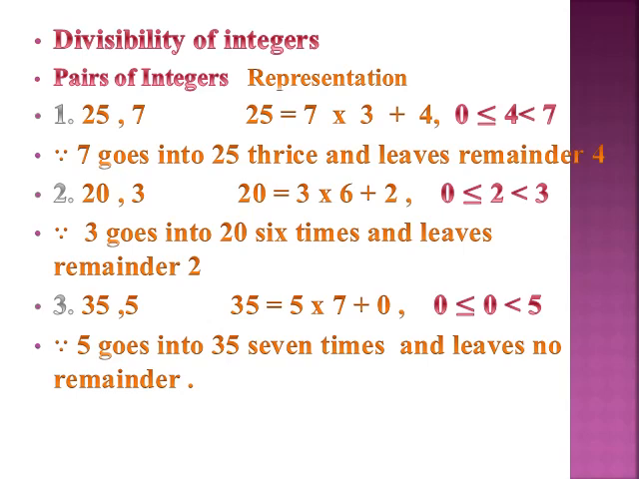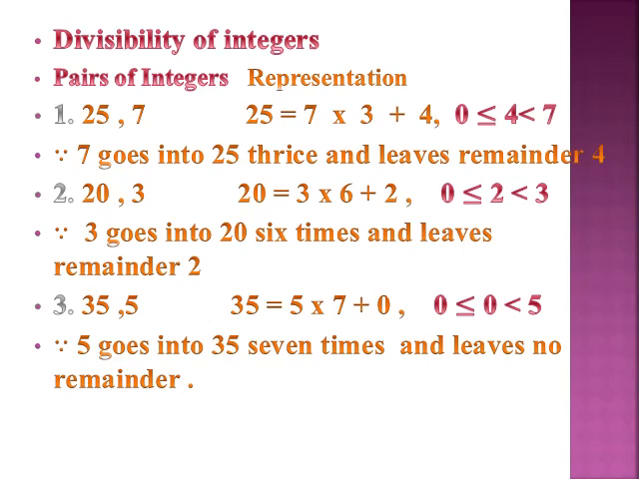In the second question the numbers are 20 and 3. If you divide 20 by 3, you can make a group of 6, so 3 into 6 plus 2 is the remainder. So 0 less than or equal to 2 less than 3. That means 3 goes into 20 six times and leaves the remainder 2. You can find the group of 3, 6 times in 20, leaving the remainder 2.